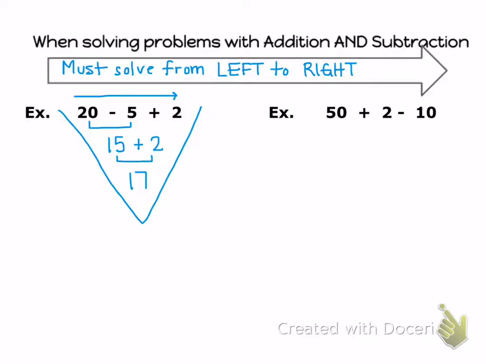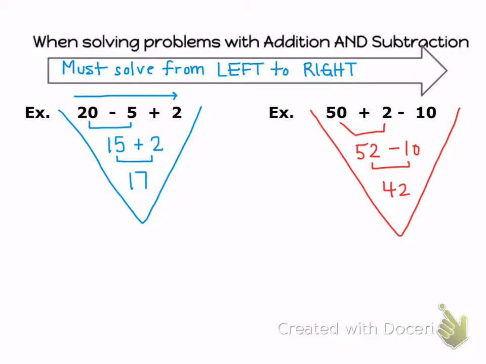So I started with 50 plus 2, which is 52. I rewrite the rest of the problem, minus 10. And then I do 52 minus 10 because it's the only part that's left, and I'm left with 42. So the answer you should have gotten was 42.